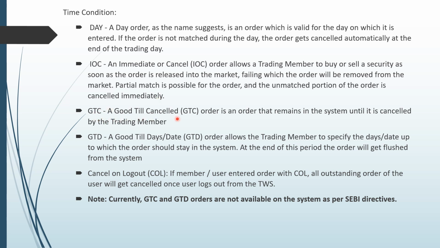GTC, which is a good till cancelled order, is an order that remains in the system until it is cancelled by the trading member. Good till days or date order allows the trading member to specify the days or date up to which the order should stay in the system. At the end of this period, the order will get flushed from the system.